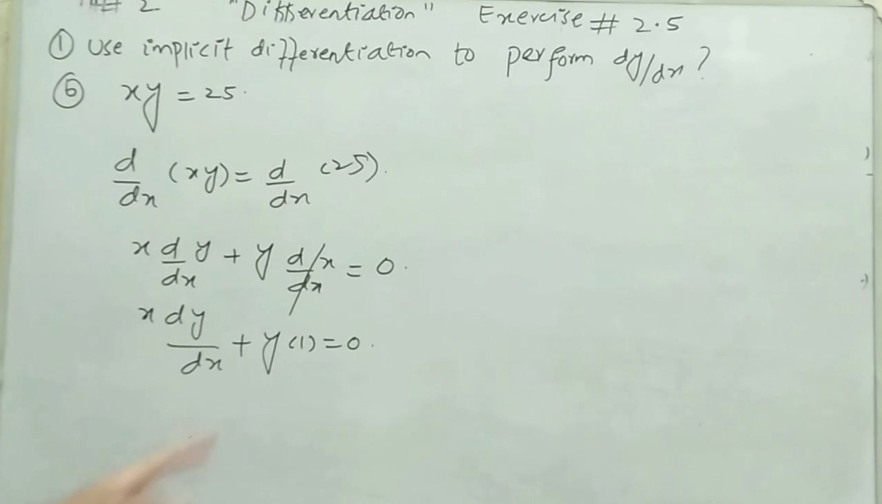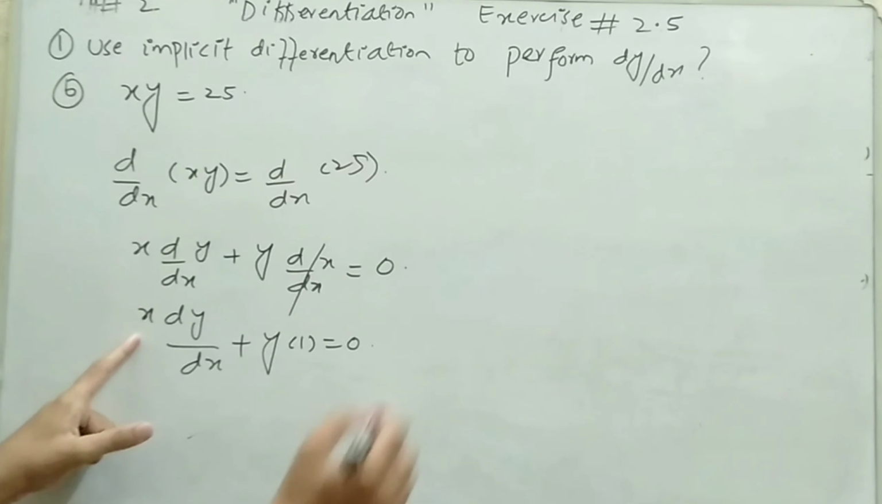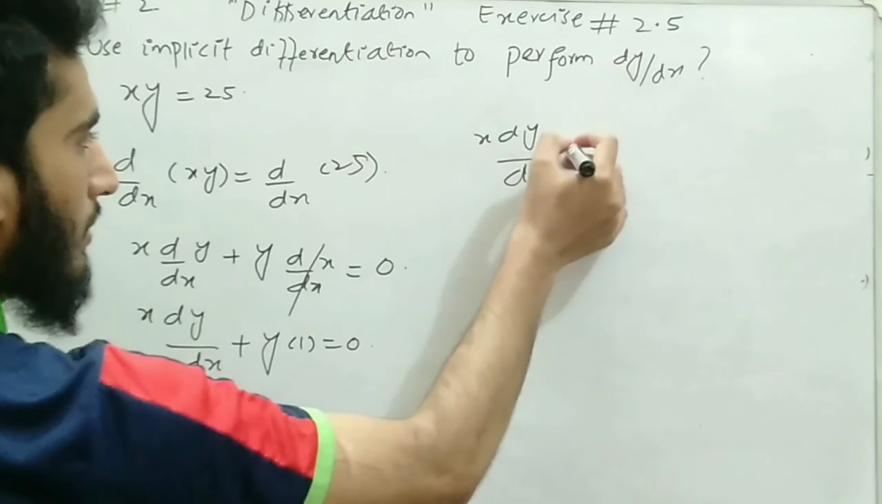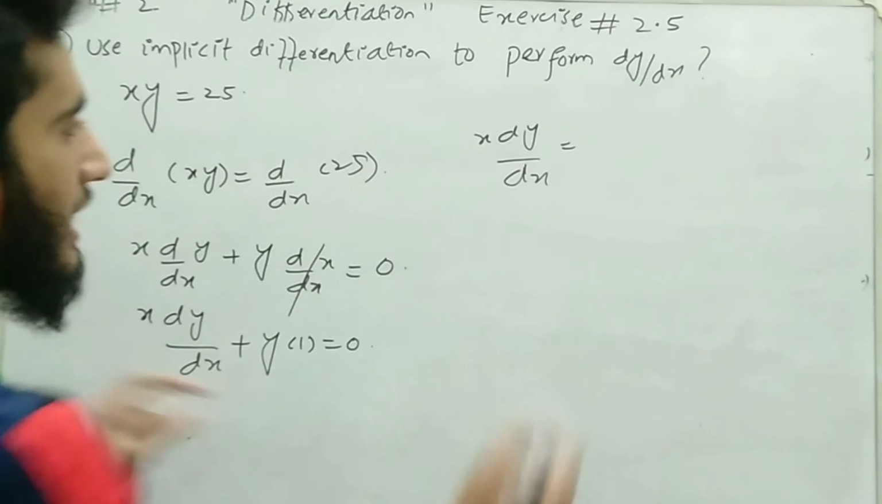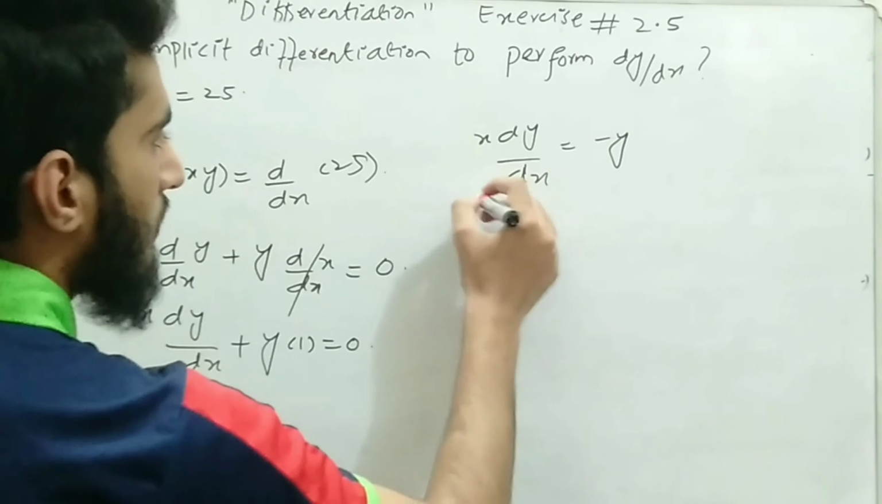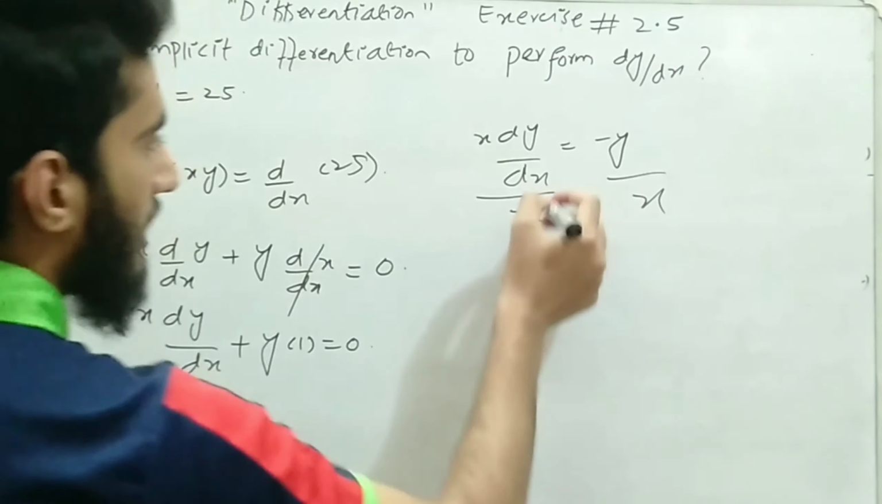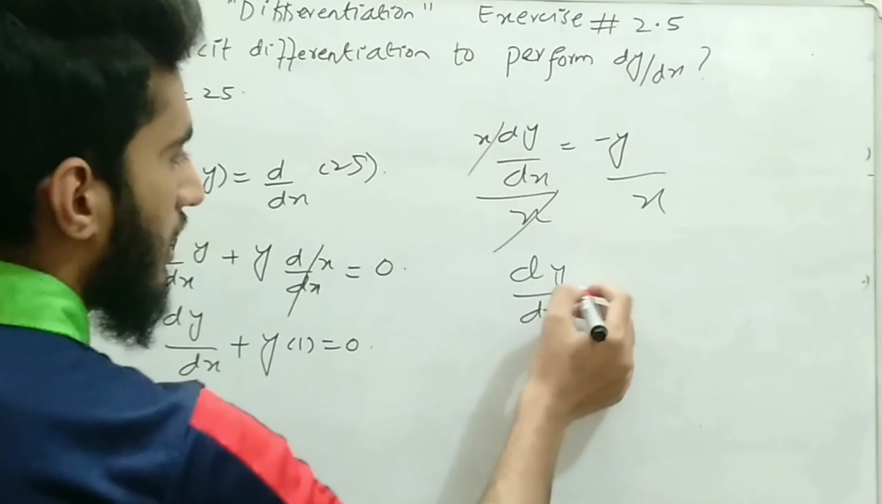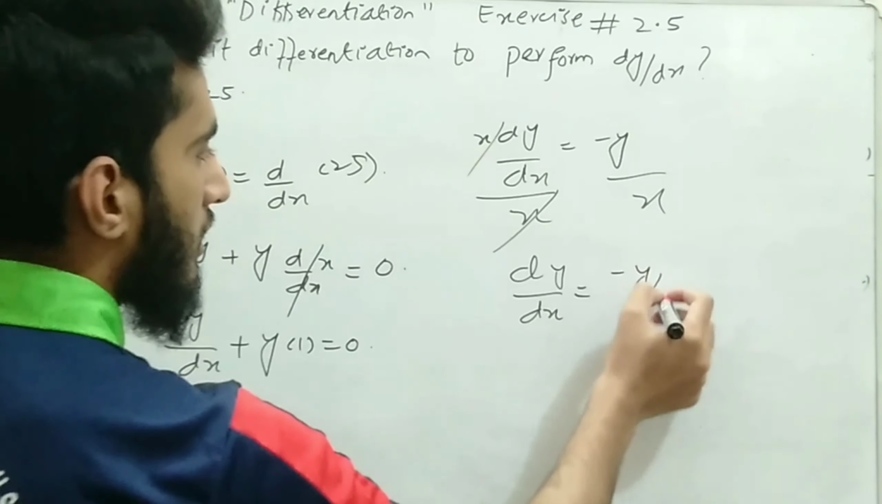Now after this, shift y to the right hand side, so x dy by dx will be equal to negative y. Now divide both sides by x. On the left hand side x is cancelled with x, and we are left with dy by dx is equal to negative y divided by x.